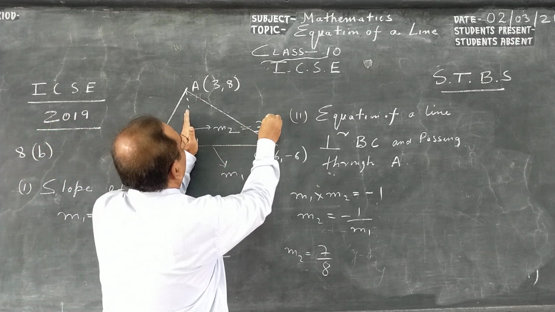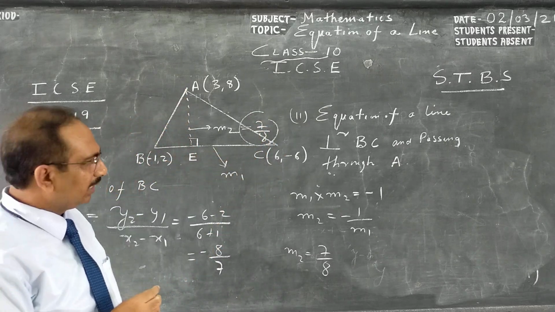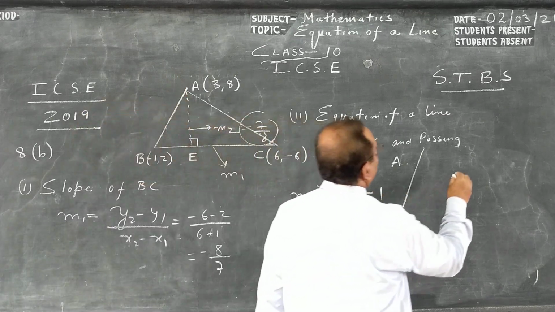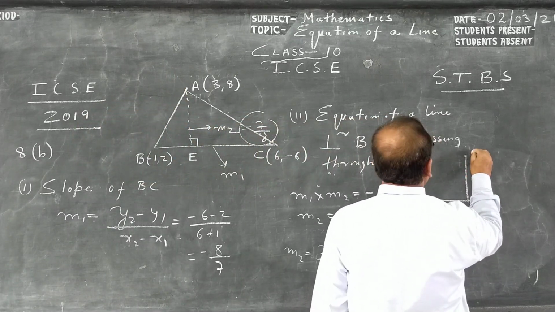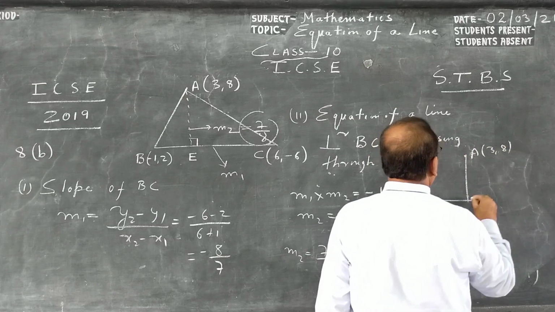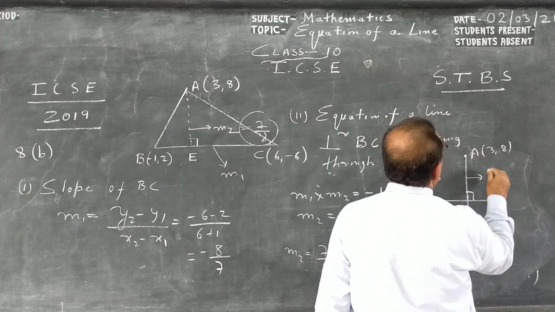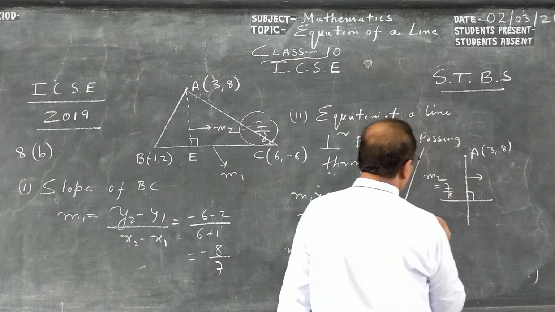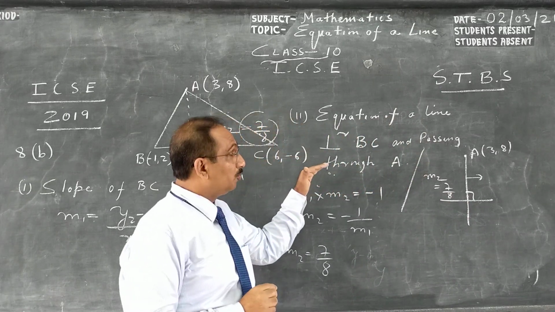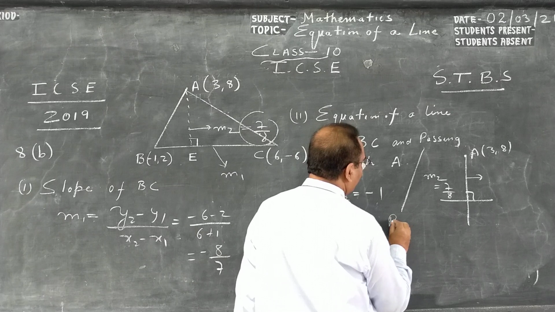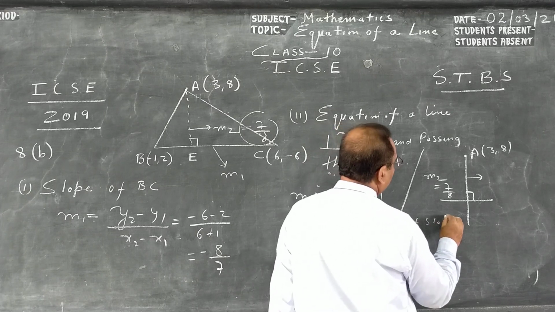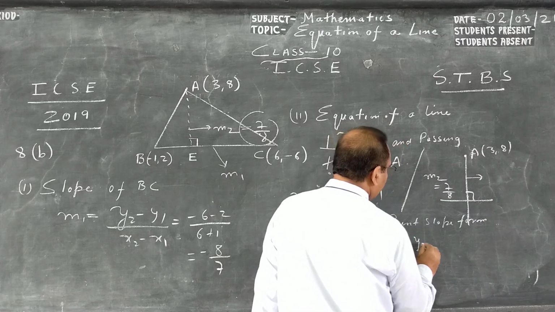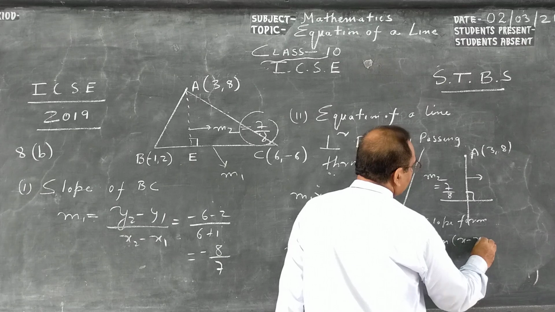Now, how do we apply the formula, children? Point slope form, which I just taught you. Here we have the slope of this line and one point. I have a point here, A, (3, 8), and the slope of the perpendicular is m2, which is 7 by 8. So as I told you, I apply the formula for point slope form. What is that point slope form? y minus y1 is m times x minus x1.